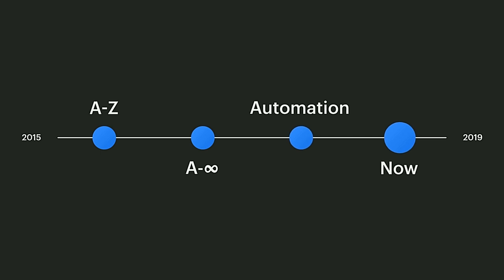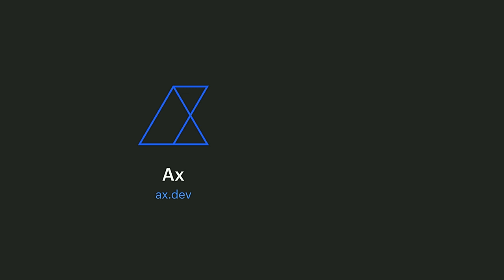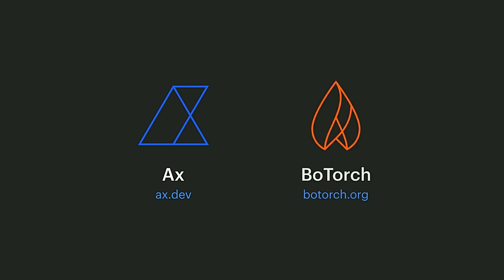And today we're here to share the technology with you in the form of two open source releases, the first being Ax, a platform for adaptive experimentation, and the second being BoTorch, a research library for advancing the state of the art in this area. Together, Ax and BoTorch help you explore more and explore smarter.